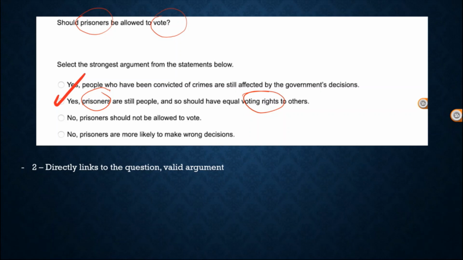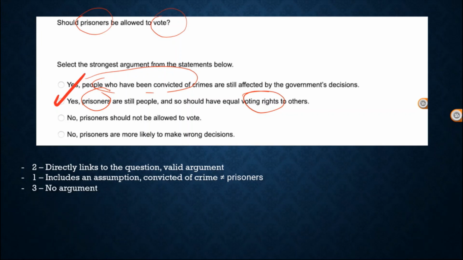But we can't look at the second option and just say that's the right one. We would have to look at each example. So for example, the first one, it includes an assumption because it says people who have been convicted of crimes. Well, in the question it mentions prisoners. It doesn't mention people who've been convicted of crimes. We can't say that people who've been convicted of crimes are prisoners because people may be convicted of crimes and may still not be prisoners. So that's why it makes an assumption and we can rule this one out.